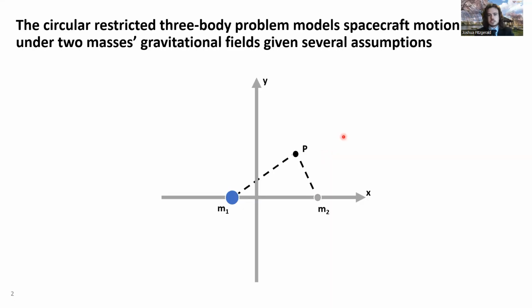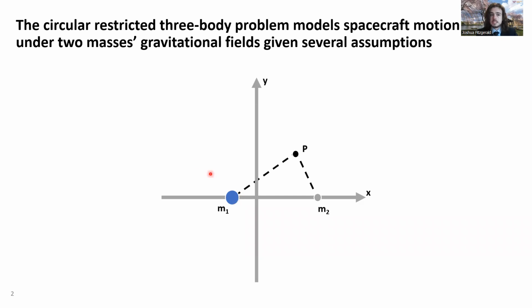Well, in order to answer that question, we first need to understand what the circular restricted three-body problem is. It is the unperturbed problem, and it models spacecraft motion under two masses' gravitational fields given several simplifying assumptions. So we have two masses, M1 and M2. They could be the Earth and the Moon or the Sun and Jupiter. We'll take them to be the Earth and the Moon for the rest of this. The circularity requirement supposes that they move in perfectly circular orbits around their common center of mass, which allows us to define a rotating reference frame in which they appear to be fixed.